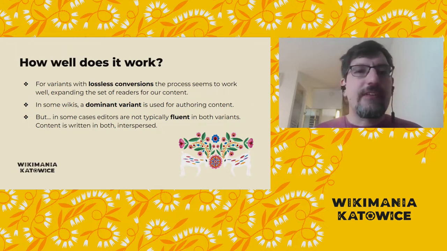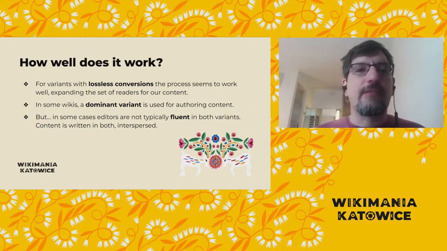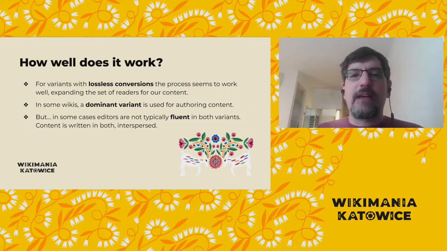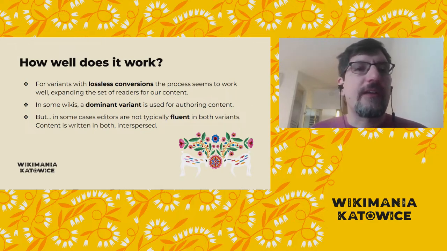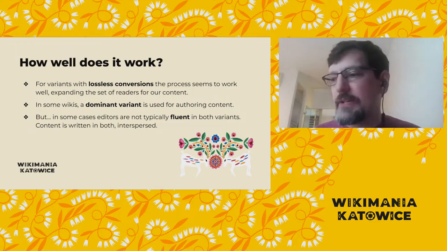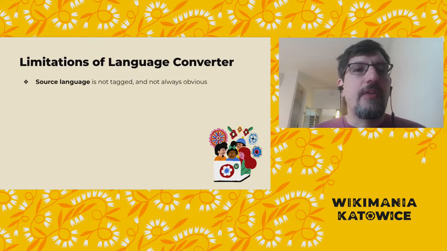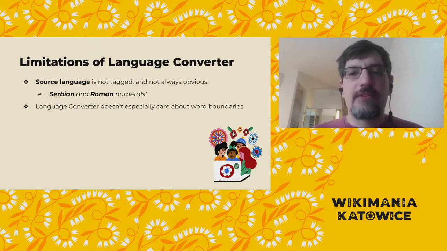Where variants are lossless and easy to identify, it seems to work pretty well and allows us to expand the readership of our content with little extra effort from editors. The article source can become a confused mess of different variants over time. And this causes trouble when editors are not fluent in both scripts or dialects. In some wikis, the local community, in response, has decided to use a single dominant variant for authoring content and uses Language Converter to translate content for readers only. Next slide. So, the main limitations of Language Converter.